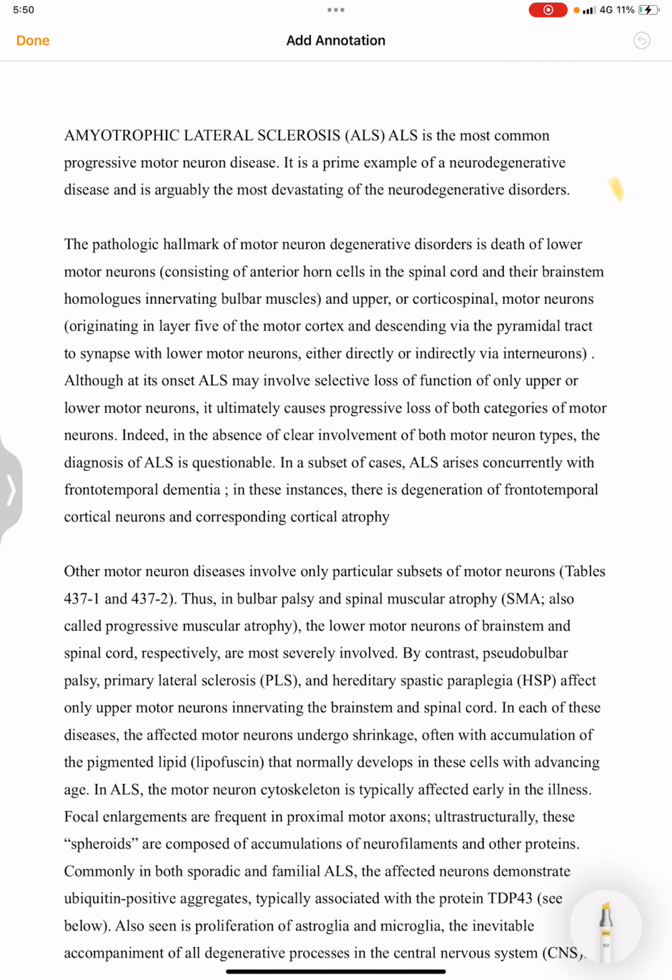Amyotrophic lateral sclerosis. So, what is amyotrophic lateral sclerosis? It is the most common progressive motor neuron disease. This is a prime example of a neurodegenerative disease, and it is arguably the most devastating of the neurodegenerative disorders.